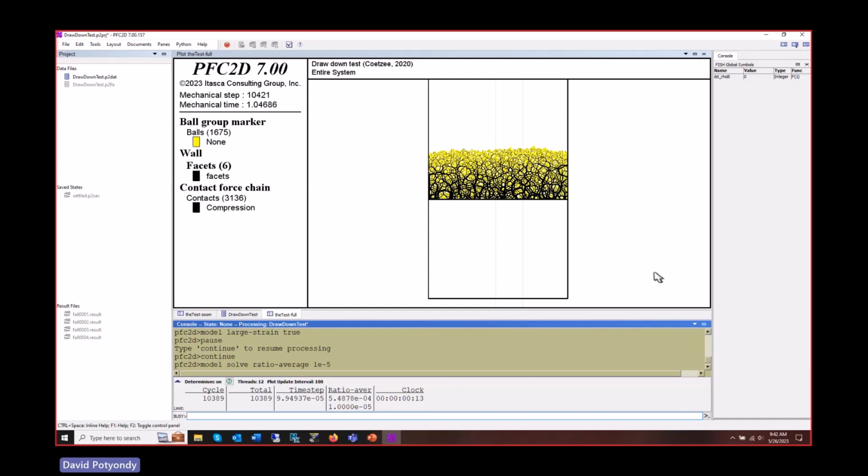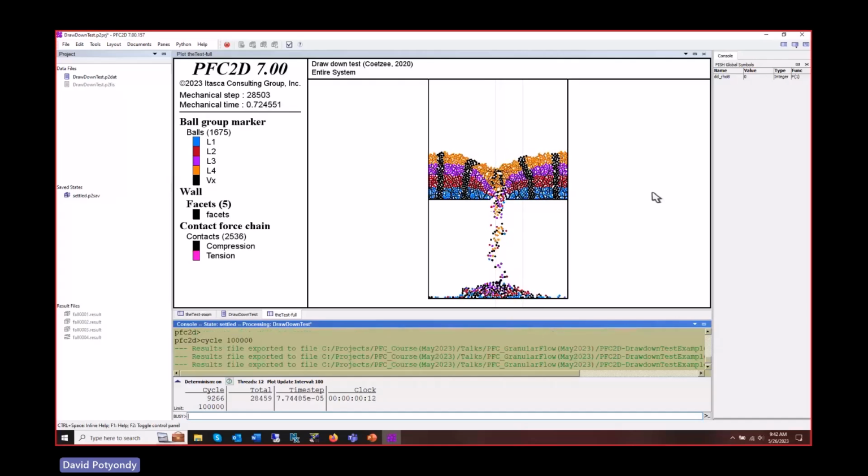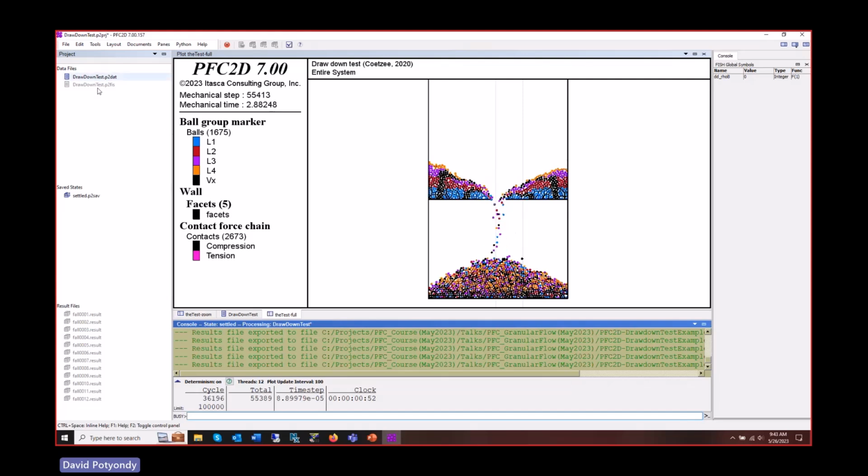So this is running. This is real time. Now, this is not the model with 107,000 particles. This only has maybe 2,000 or 3,000 particles. But, you know, there you go. PFC. It's running. Let me just show the beginning of this because it's such an interesting thing.